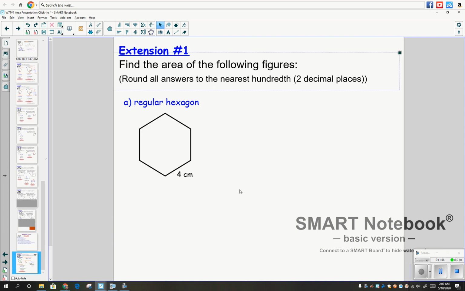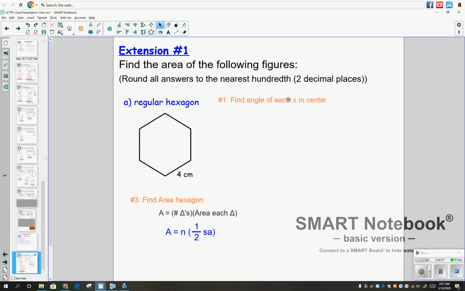And lastly, we have our extension. I want to find the area of a regular hexagon, but I'm only given the side length. I don't know the apothem, because eventually I want to find the area, right? It's the number of triangles times the area. n is 6, because it's a hexagon, times 1/2 s a. I know s is 4, but I don't know a. That's what we've got to find.